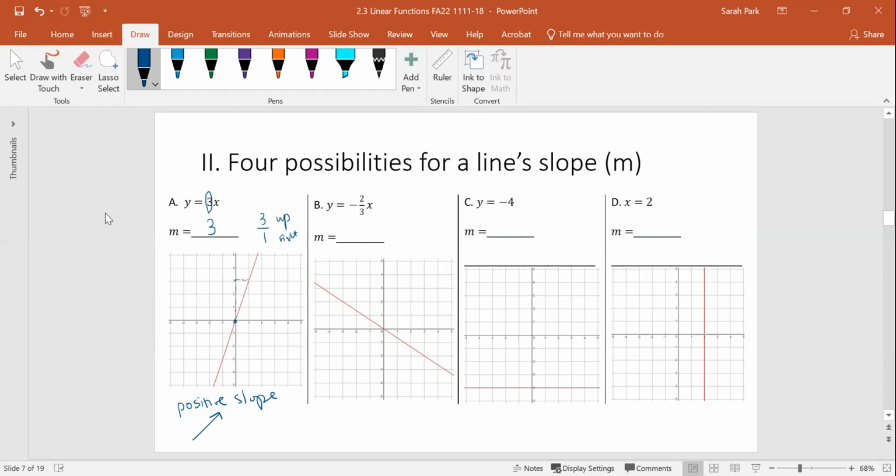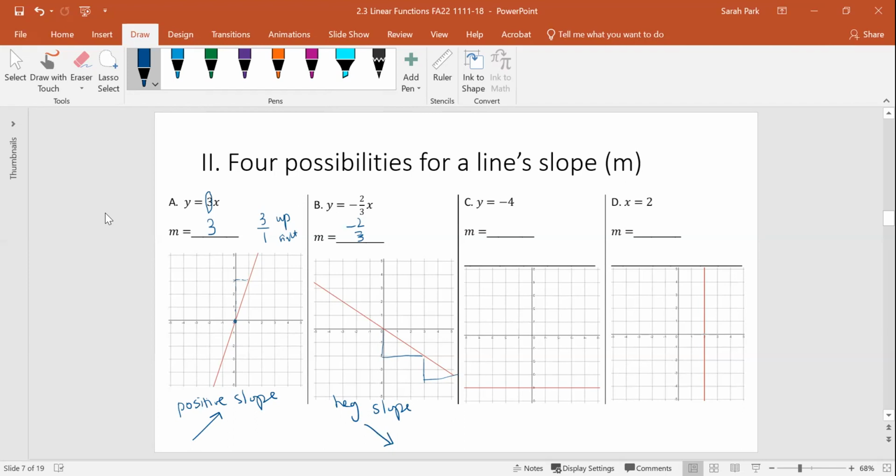Here, the slope of y equals -2/3 x is -2 over 3, which means we would go down 2 and right 3. And this is a negative slope. Negative slopes mean that the line falls from left to right.